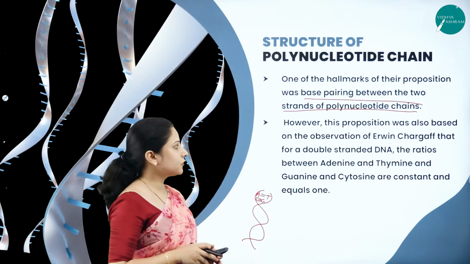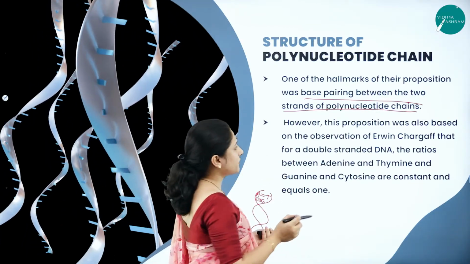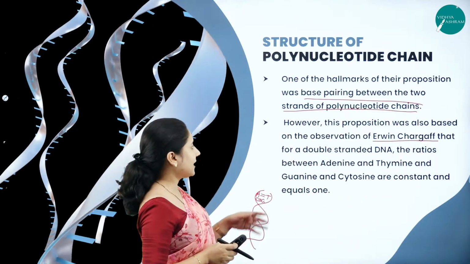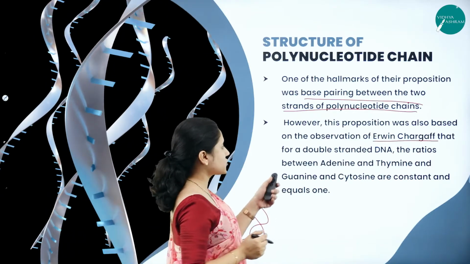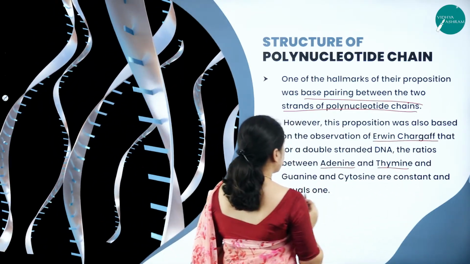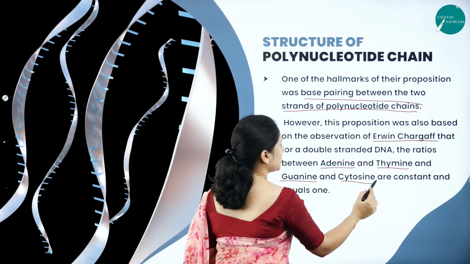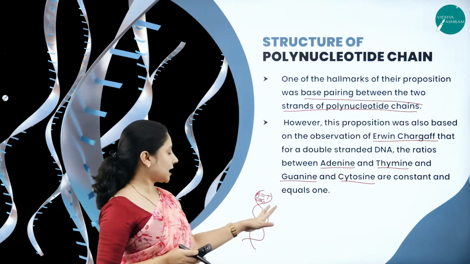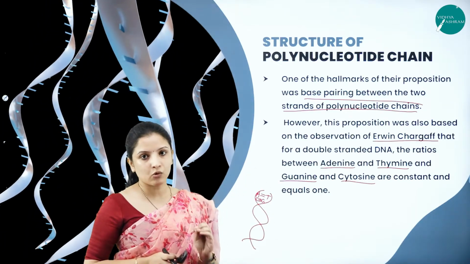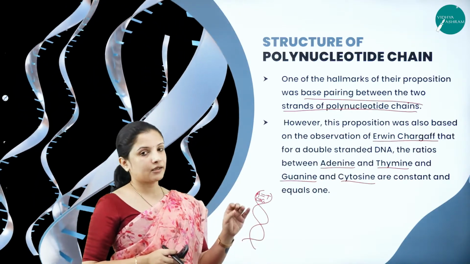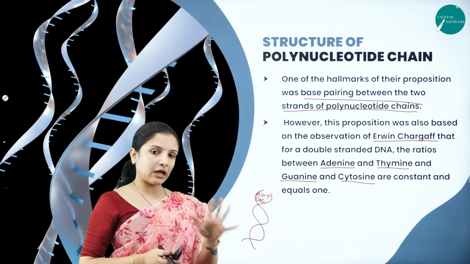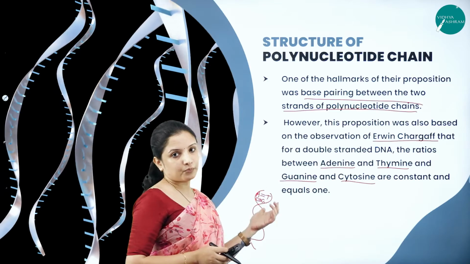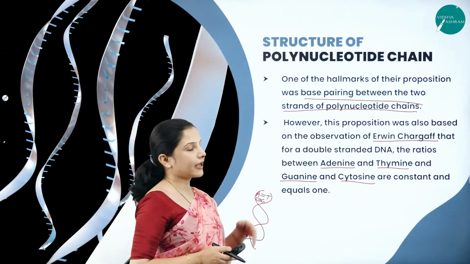However, this proposition was also based on the observation of Erwin Chargaff, who said that for a double-stranded DNA, the ratio between adenine and thymine and the ratio between guanine and cytosine are constant and equal. It means adenine always base pairs with thymine, and cytosine always base pairs with guanine. It cannot be different. Adenine cannot base pair with cytosine, nor can thymine base pair with guanine, because it should always be complementary like this. So that credit goes to Erwin Chargaff.